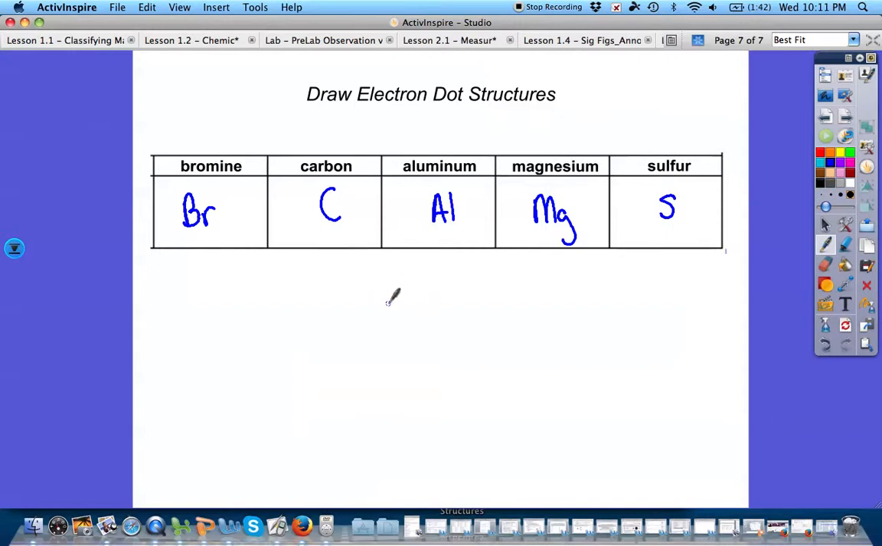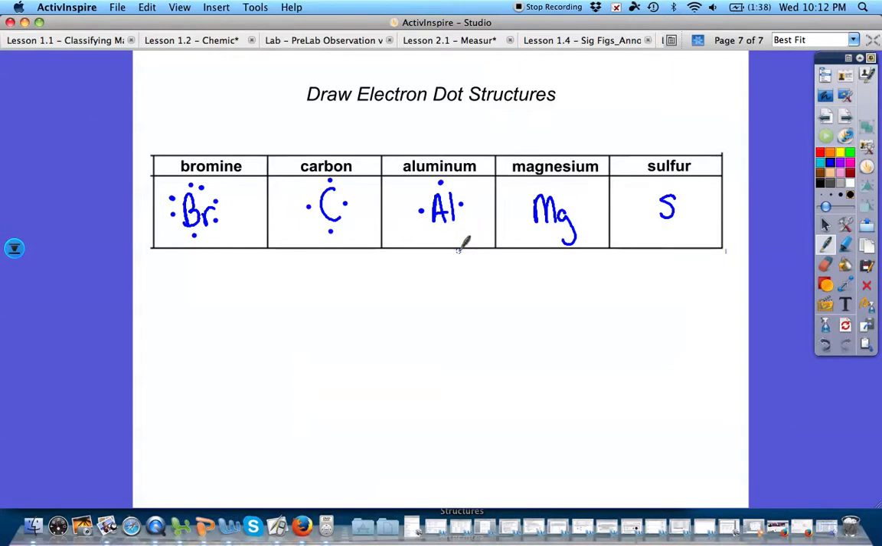So now we need to determine the number of valence electrons. Well, bromine is in the 7A column, so it has 7 valence electrons. So 1, 2, 3, 4, 5, 6, 7. For carbon, it is in the 4A column, so 4 valence electrons. So each side gets 1 dot. Aluminum has 3 valence electrons. So 1, 2, 3. This side doesn't have any because we don't have any to give it.